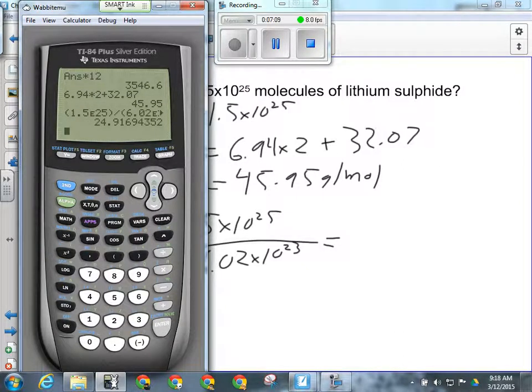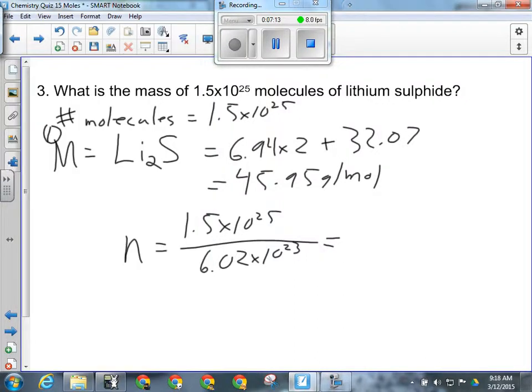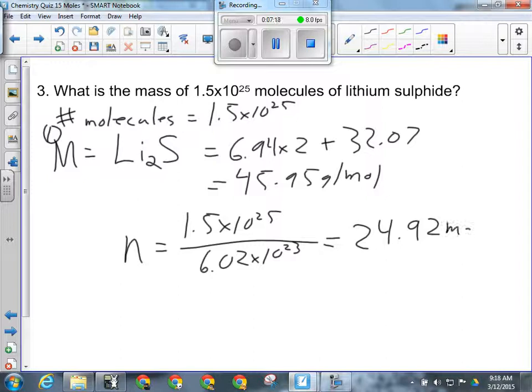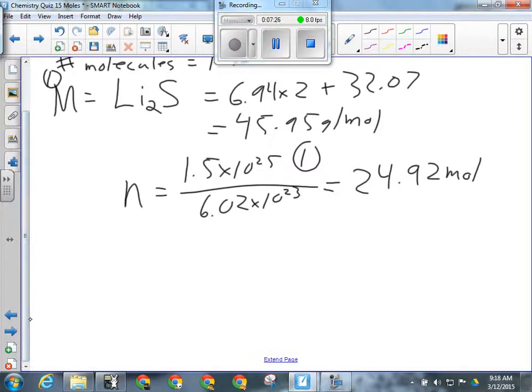All right, so we're looking at 24.92 moles. Okay, they can have a mark for that step. Now that I have n and I have big M, what can I find? I can find little m. All right, so n equals little m over big M. Okay, and I have to manipulate that by multiplying both sides by big M.